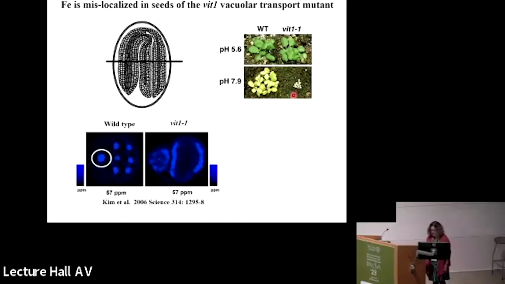So that was very exciting for us, and we identified a very basic aspect of the biology of a seed, which is you got to put the iron in the right place. And that's because this is the source for that germinating seedling before the root emerges and takes over.